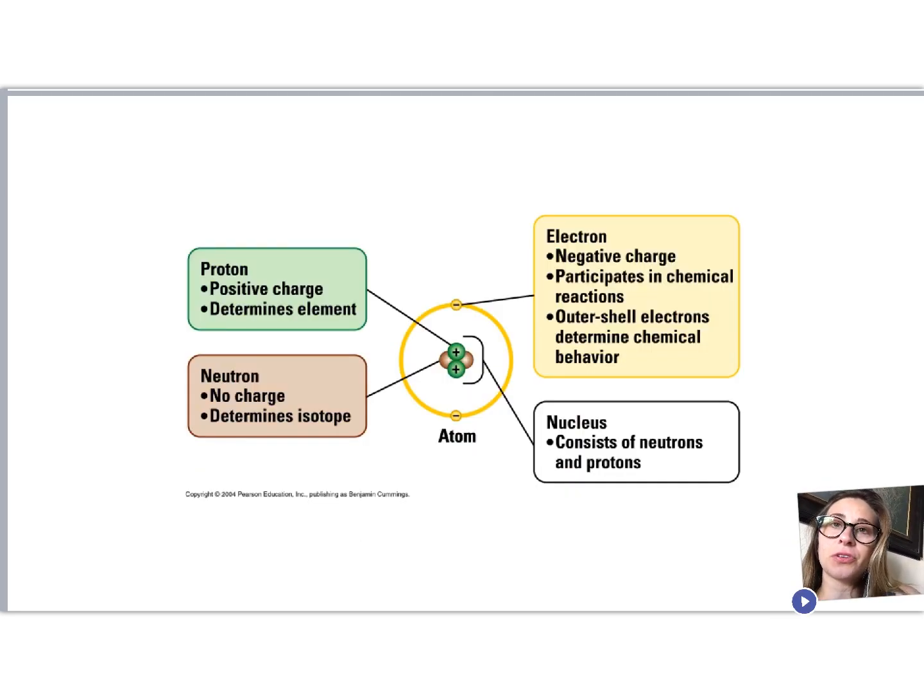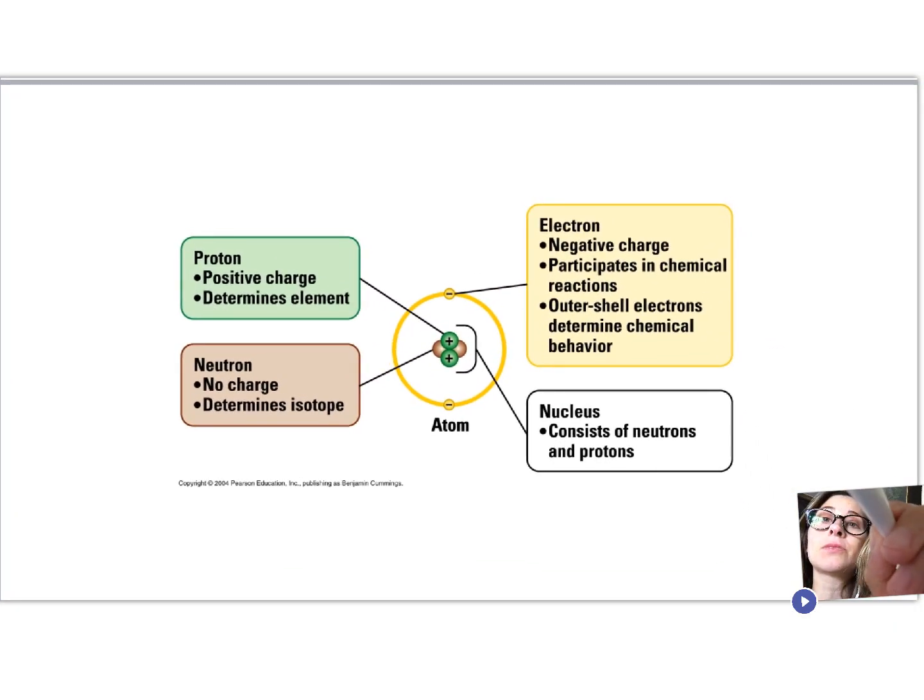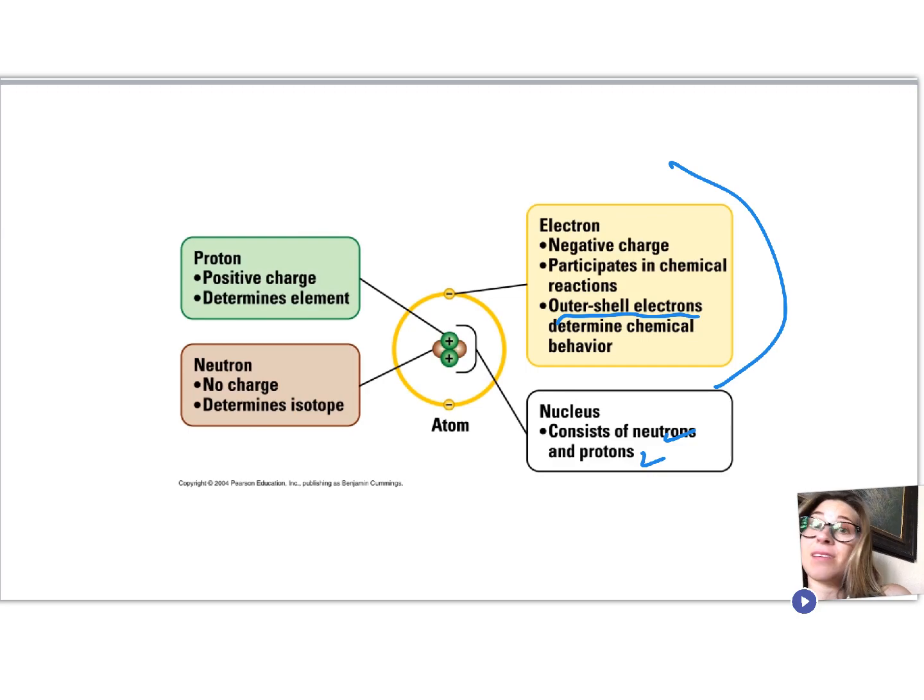Okay, so I just wanted to review a few essentials here. So we have electrons. Let's review them with a pen. There we go. Electrons, negatively charged. This is going to be the part of the atom that is typically active during bonding. The outer shell electrons are going to determine chemical behavior, and we'll talk about what that means in just a sec. Also, remember the nucleus has neutrons and protons, but does not have electrons.